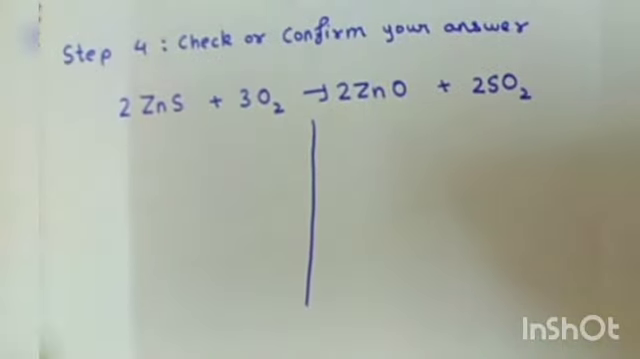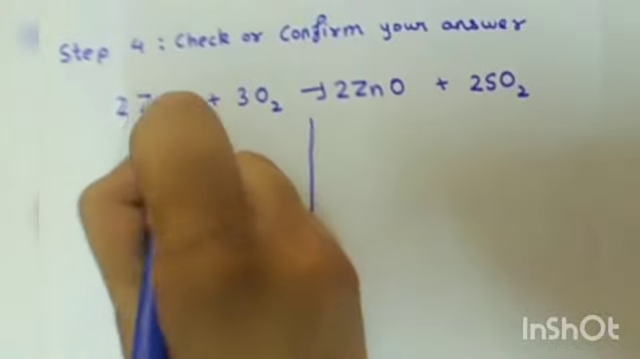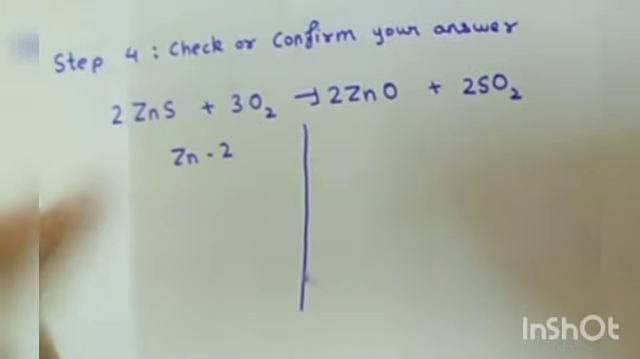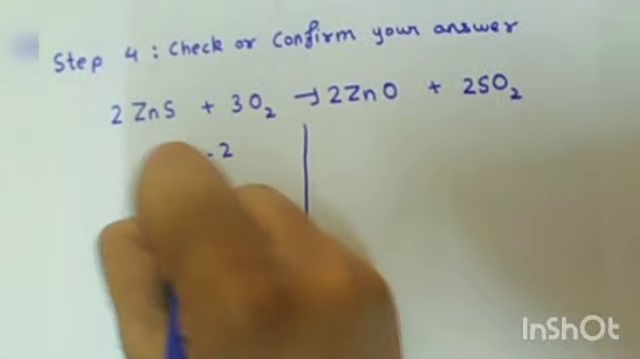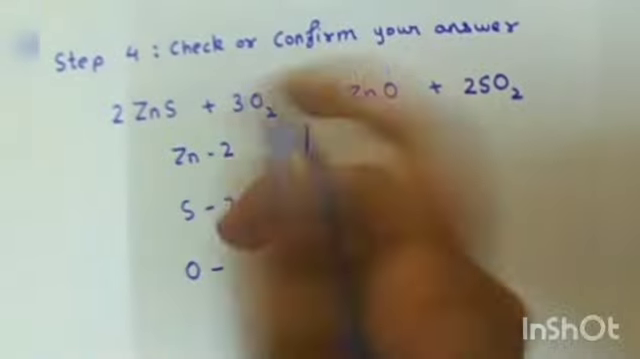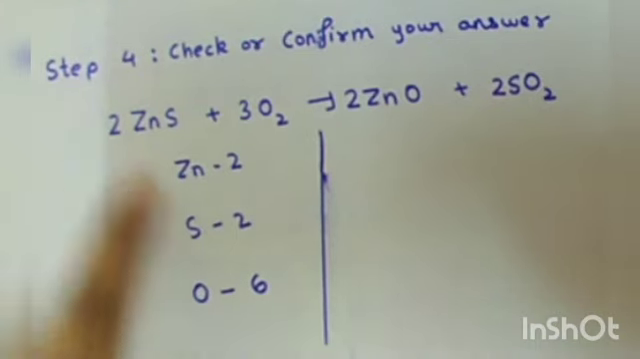Make a column. So Zn, how many atoms are there on the LHS side? 2 atoms. So write Zn 2 atoms. Now sulfur, how many atoms are there? 2 atoms. Sulfur 2 atoms. Oxygen, how many atoms are there? 3 into 2 is 6. So Zn 2, oxygen 6, and sulfur 2.